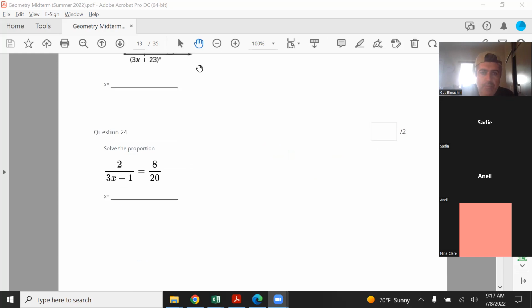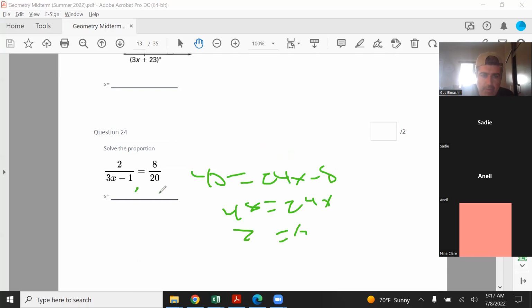Question 24. You can cross multiply. So you have 40 equals 24x minus 8. 48 equals 24x. X is 2. Again, very straightforward. Not that hard.